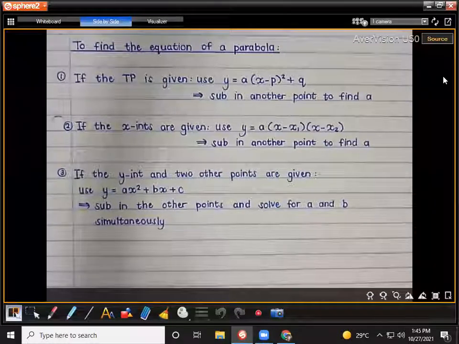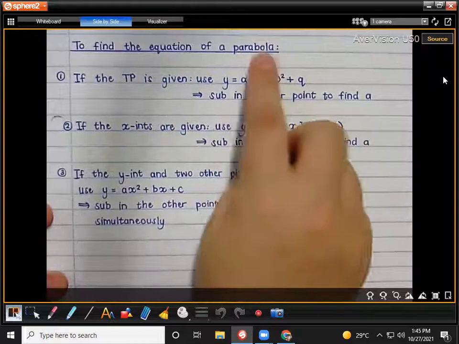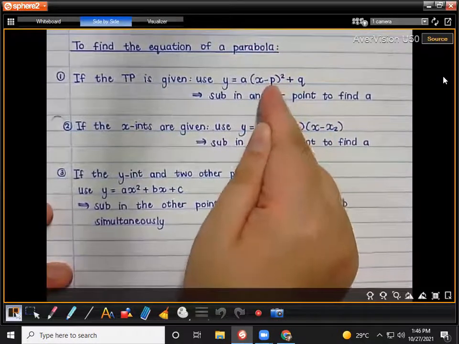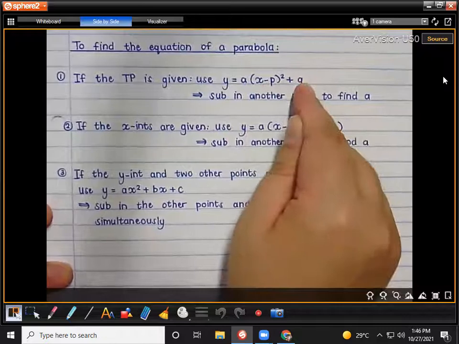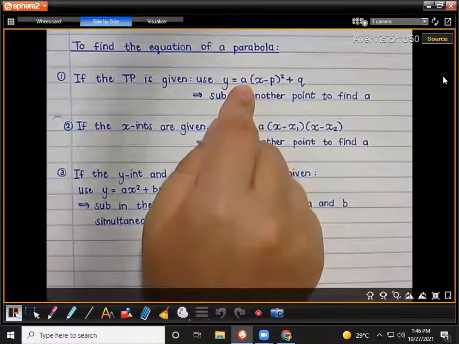Okay, so if they've given you the turning point, then you're going to use this form, turning point form. You're going to put the x value of the turning point there, the y value of the turning point there, but then you still need to find a. So you'll still have a variable.